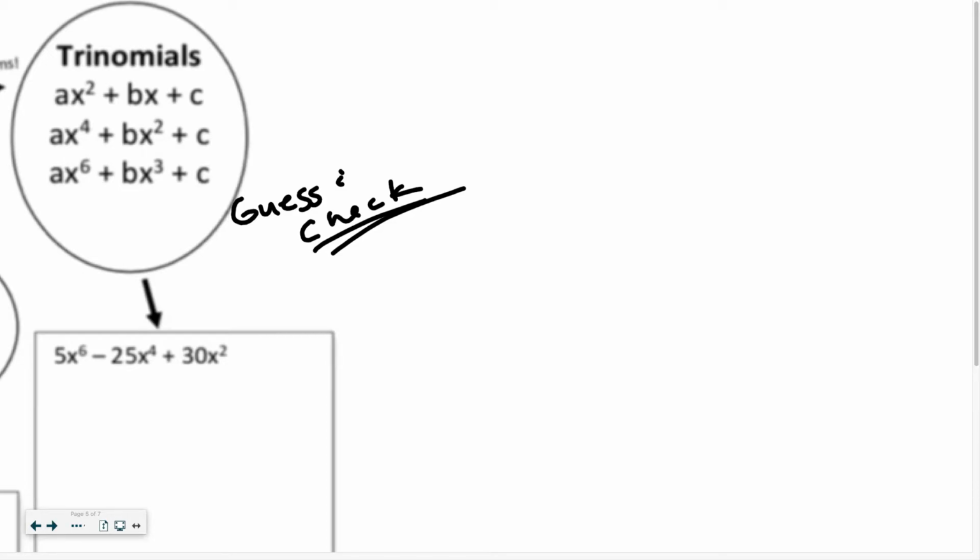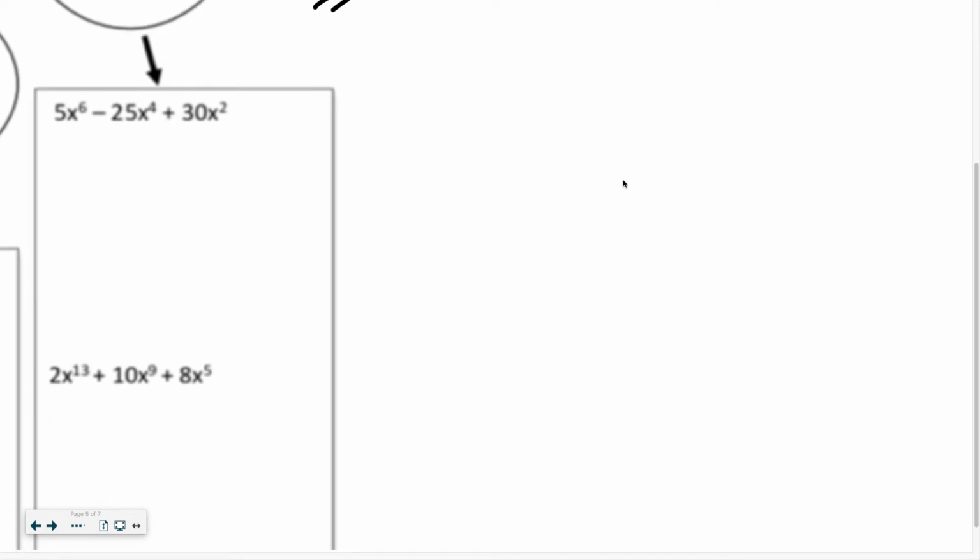Okay, so let's look at the examples on this one real quick. 5x to the 6th minus 24x to the 4th plus 30x squared. What do you notice about all 3 terms? You can take out a 5x squared. So let's take out the GCF first. That leaves me with x to the 4th minus 5x squared plus 6. So I got 3 terms right there.